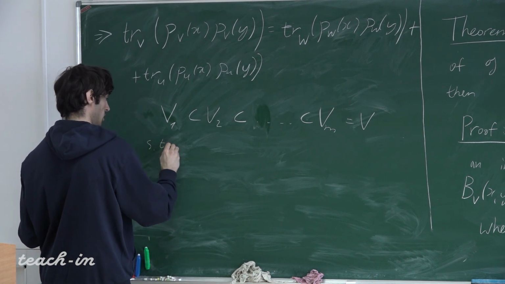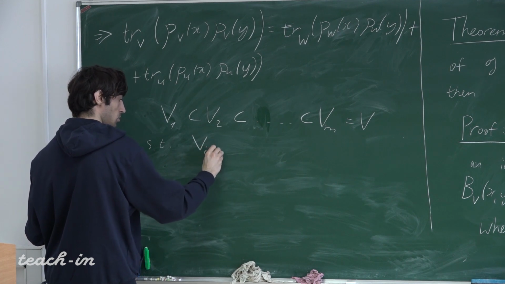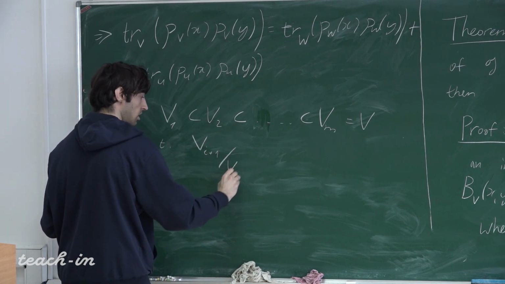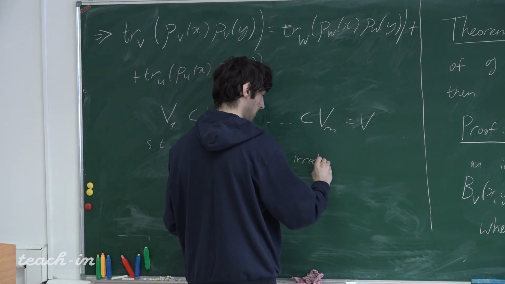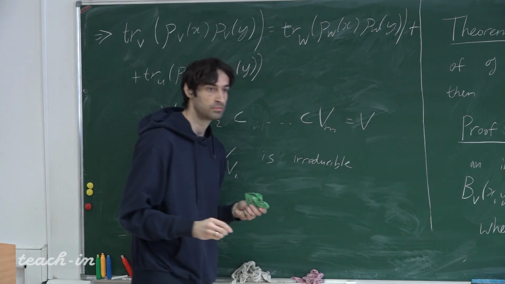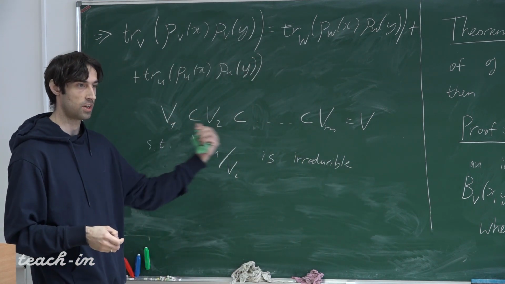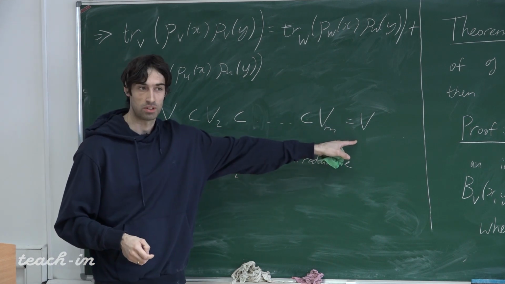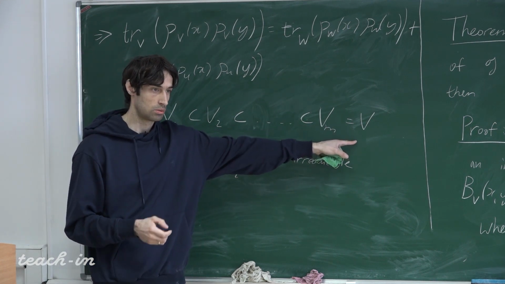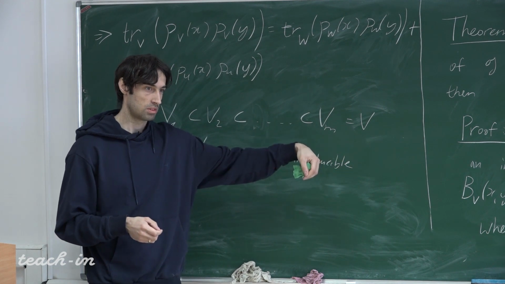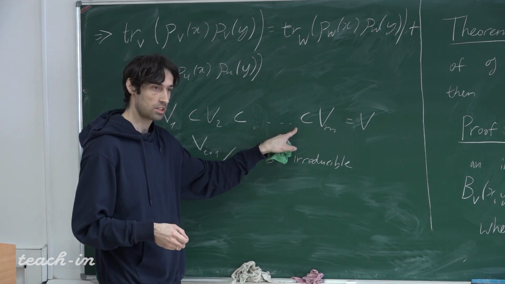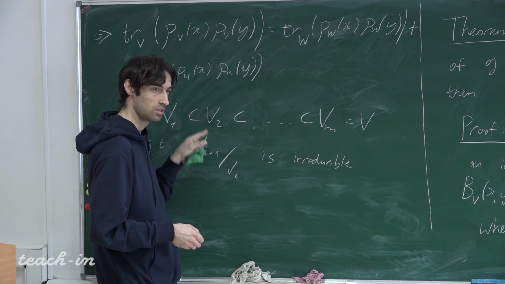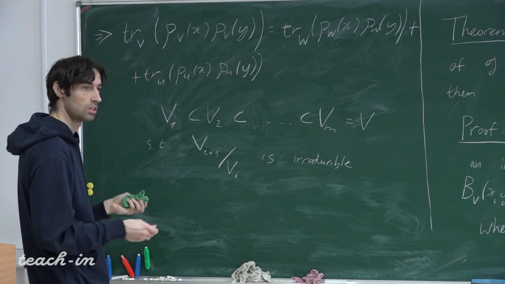Such that Vi plus 1 quotient by Vi is irreducible. So this is called a composition series, and we can find such a thing for any representation V. So how to do that? You take some maximal sub-representation. This will be Vm minus 1. Then inside Vm minus 1, you'll have another maximal representation, and so on. And so that's how you do it.